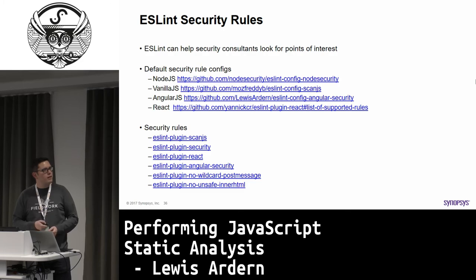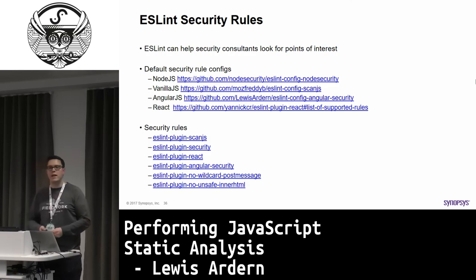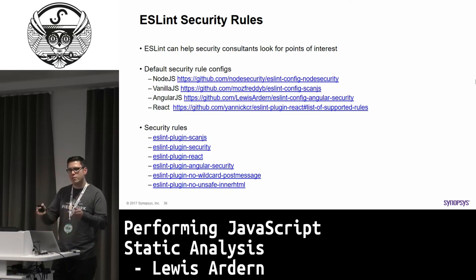There's also React, and there's a list of security rules. Like what we talked about before with postMessage, there's one which says you can't have the wildcard, you have to define the origin. That's quite good when it comes to sending data back to clients. There's also things like no unsafe innerHTML. That's when you're assigning attributes to innerHTML, and when it's represented in the DOM, it's going to be treated as HTML, and that's quite bad.